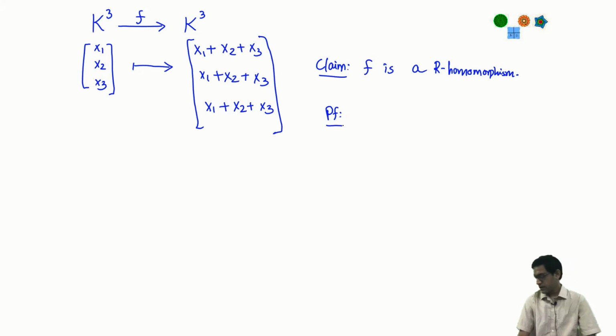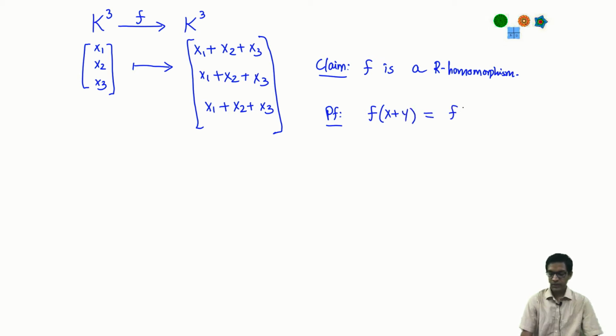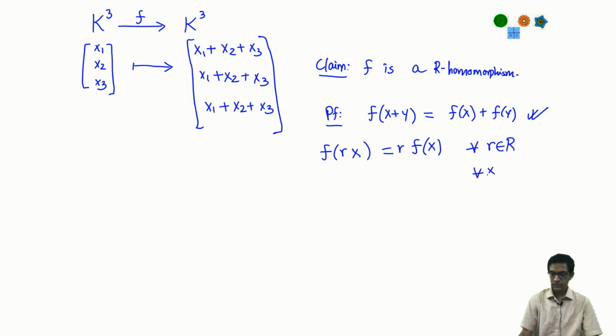Let's prove it. What do we need to do? We need to check that it satisfies the 2 axioms. The additivity is easy to check. If I take a sum of 2 vectors, then the answer will again be a sum. So this is straightforward, and I will leave it for you to check. But the key property we need to check really is the compatibility under scalar multiplication, that I can pull the R out, for all x in K3.